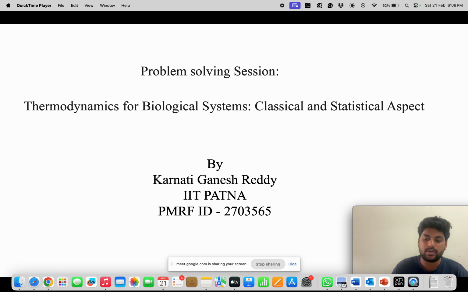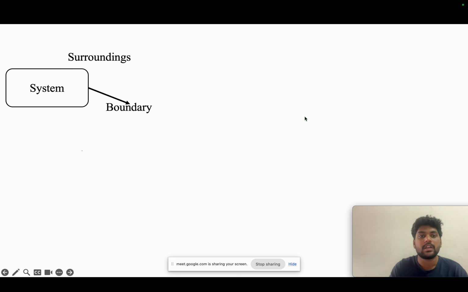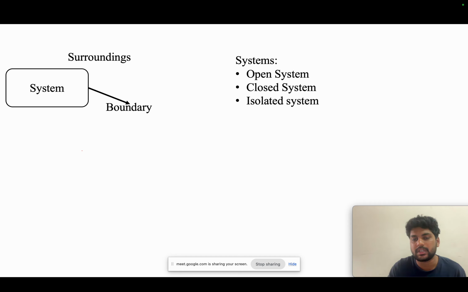So as we all know, this is the problem solving session for Thermodynamics for Biological Systems, Classical and Statistical Aspect, by myself, Karnataka Ganesh Reddy, I am from IIT Patna. We all know what is a system and how the system and surroundings are differentiated by the boundary. Then we have the 3 different types of systems: open, closed, and isolated.